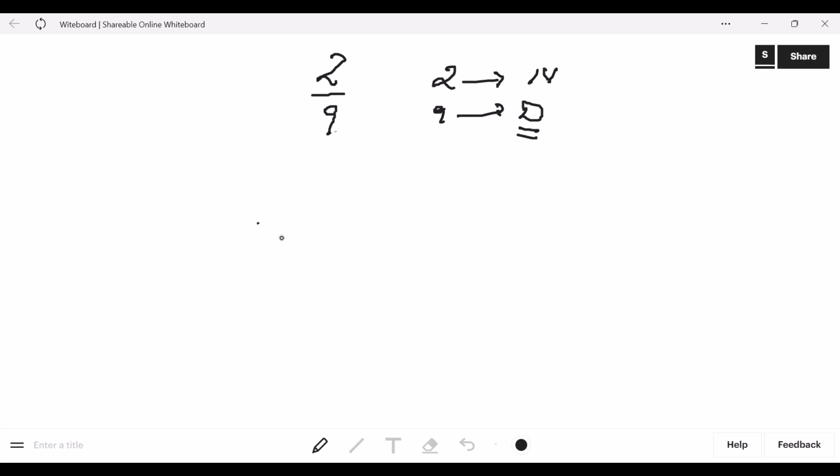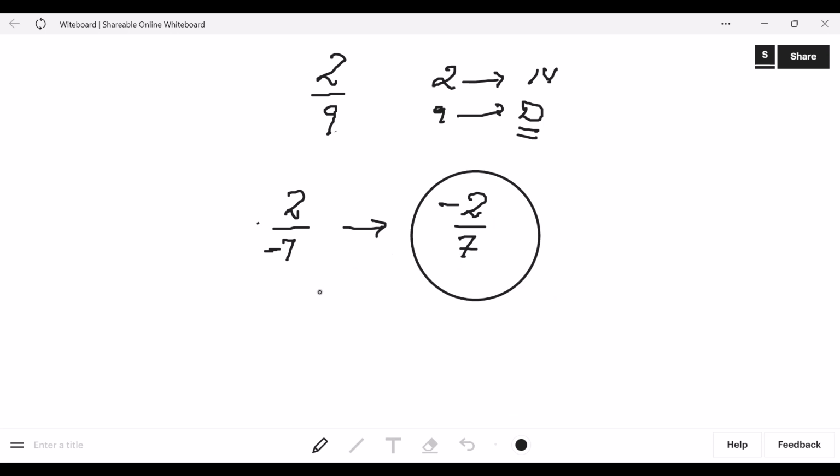See further, for a rational number like 2 upon 7 with a negative sign on the 7, it is the convention to write the negative sign on the top side. So we write it like minus 2 by 7. So a negative sign, if present with one of the integers, should be moved to the upper side.